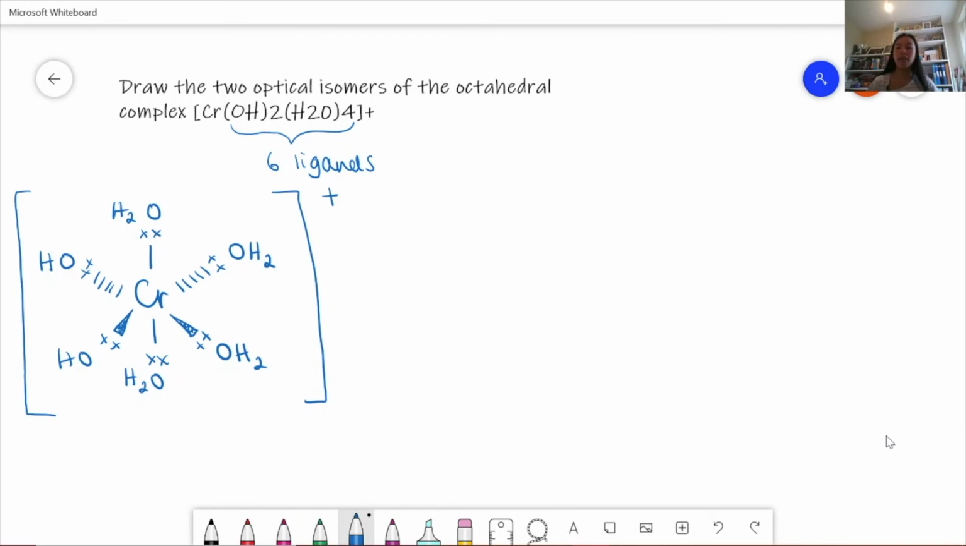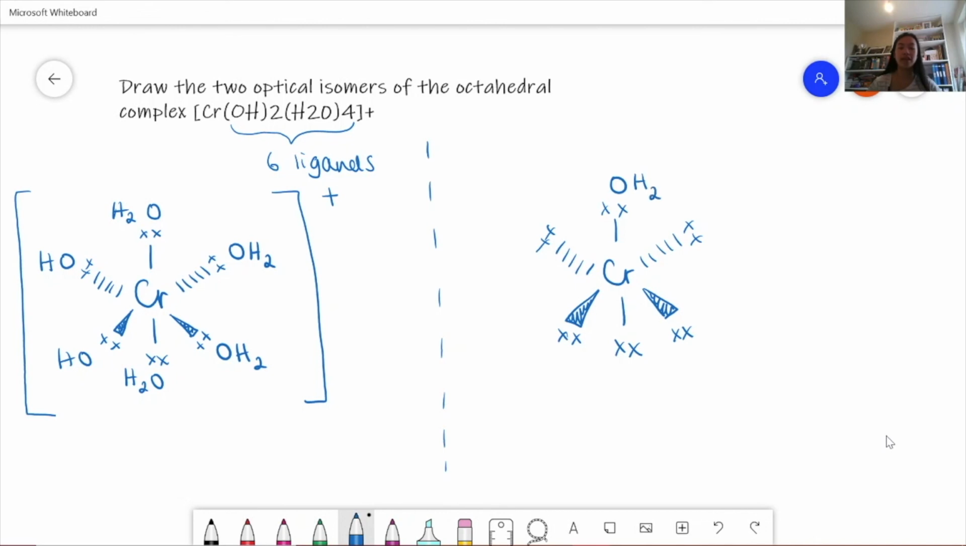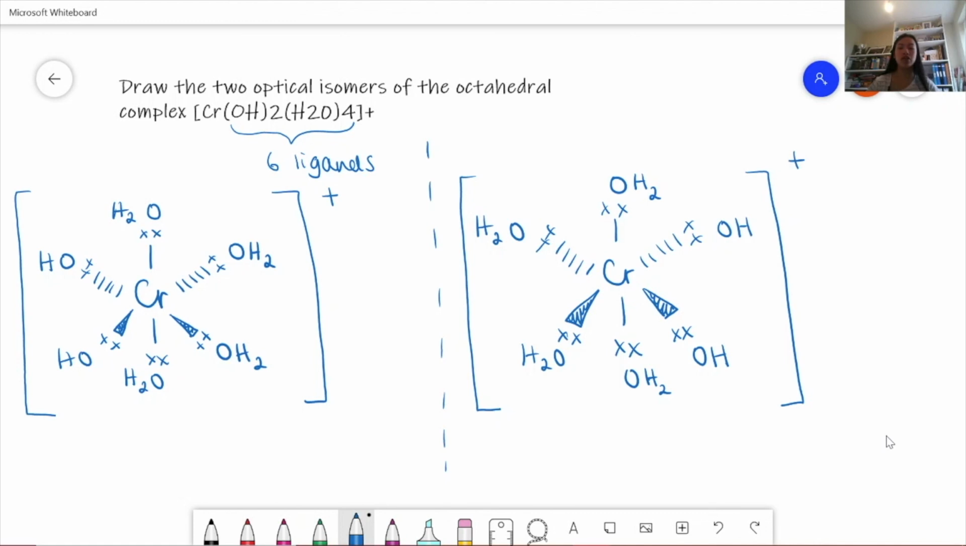So now I've got my first optical isomer, and remember that optical isomers is basically what happens when you look in a mirror. So if we draw a mirror line, then what we need to do is we simply just reflect it. So again, we put in all the bonds. And then now we reflect it. So we've got H2O. So if we reflect it, then it looks like this. And then we have H2O here, and an OH here, and an OH here, and a H2O, and a H2O. And then we draw the brackets again and add the charge.